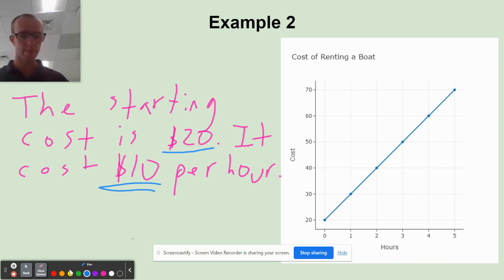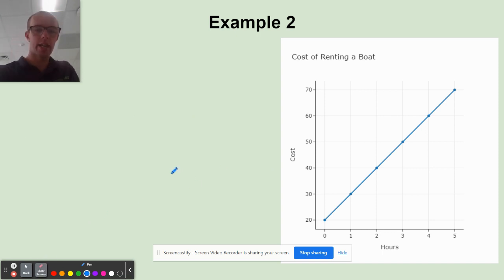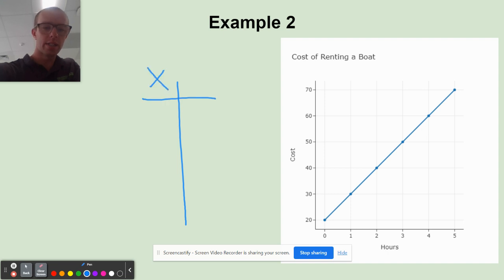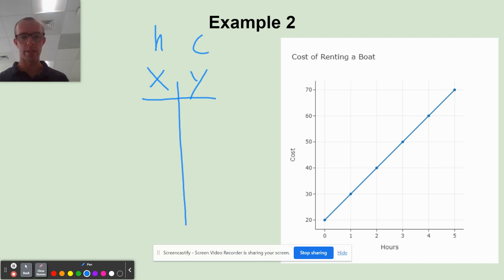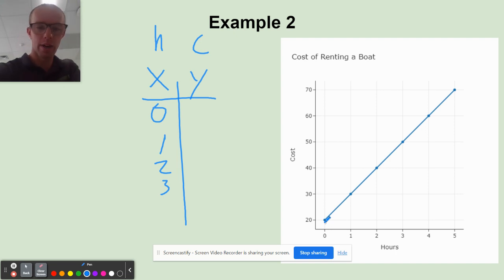Okay. That's the story. Last thing is the table, right? X and Y, but really I could call this H and C for hours and costs. So bam, we can just do 0, 1, 2, 3. If I wanted to plug in, all right, what does it cost if you rent the boat for 0 hours? You just sit down in the boat and you don't do anything else. Well, it costs $20, right? Just to sit down in that boat. Now it goes up $10 per hour. So 20, I do 1 hour. I should add 10. It's 30.